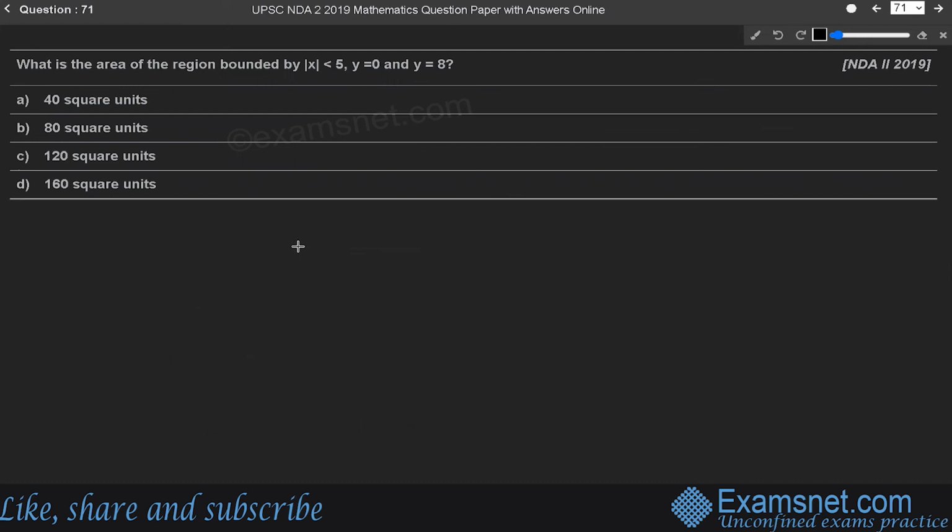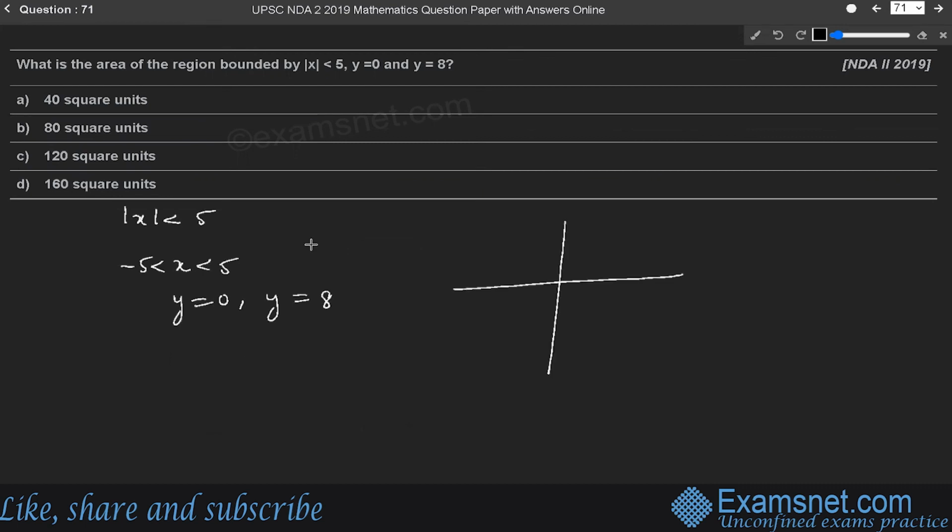What is the area of the region bounded by modulus of x less than 5, y is equal to 0 and y is equal to 8? So it is given that modulus of x is less than 5. So it means that x lies between minus 5 to 5, and y is equal to 0 and y is equal to 8. So according to this given question, we can form a region. Consider this as the required region. Let us name it A, B, C and D. So this is minus 5 and this is 5. So this whole is 10.